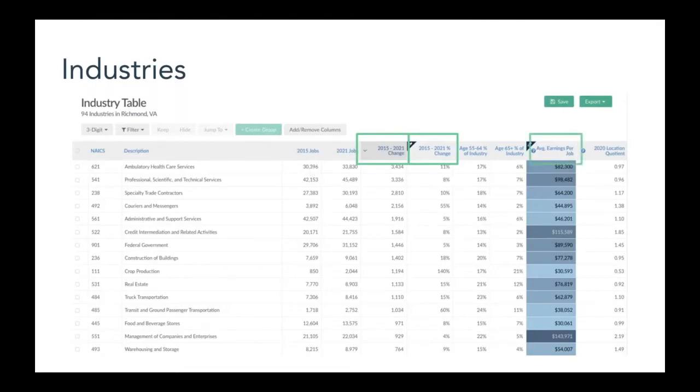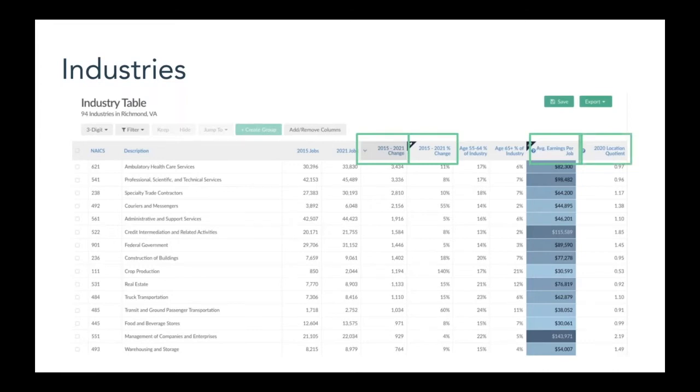Average earnings per job, again, money, not the only thing, but it is very much a thing. And so important to be aware, are these industries creating the kinds of jobs that pay a living wage, that pay a high wage, being aware of those statistics, and then location quotient.